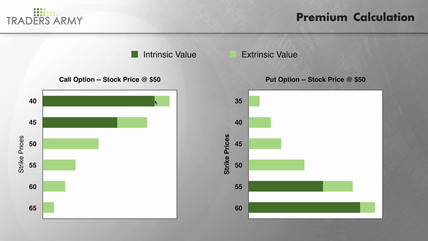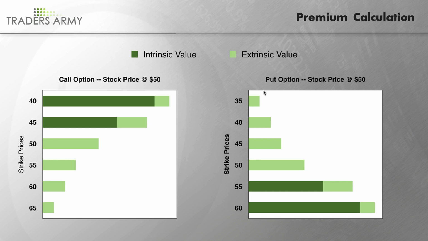Okay, so extrinsic value is the highest at the money. Extrinsic value is the lowest further out of the money and further in the money. That'll come in handy, as I'll remind you a little bit later, for a different web series on the Greeks, on the option Greeks.